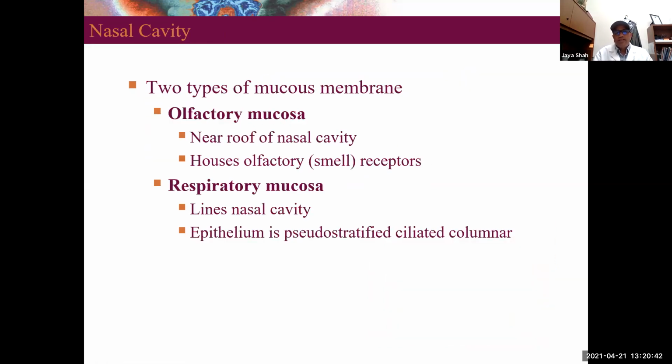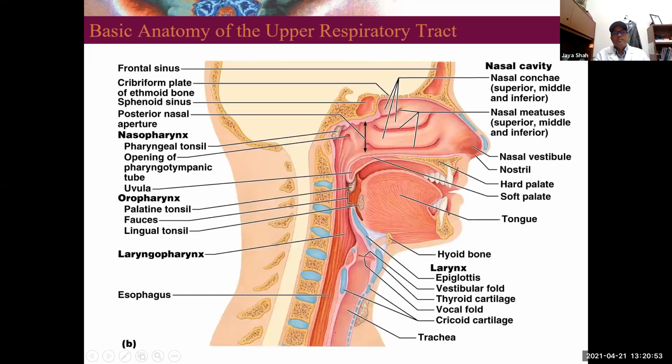Okay, so in the nose you have olfactory mucosa, where you smell, and respiratory mucosa, which is pseudostratified ciliated columnar epithelium, down below. That is the nose. In the upper respiratory tract, you can see everywhere there is epithelium like in the nose, and after that you have the nasopharynx.